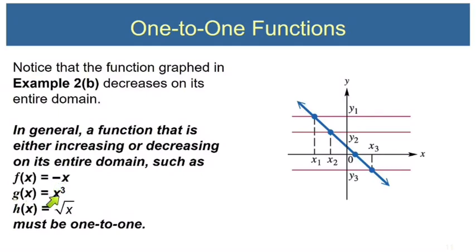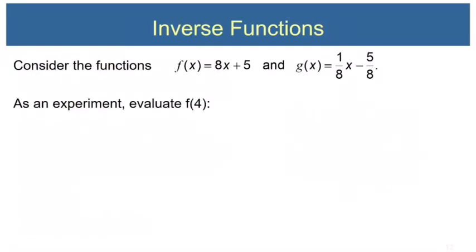Also, x to the third power would be one-to-one, and the square root of x would be one-to-one, because both of these are examples of functions that are increasing on their entire domain. Now that we are very familiar with one-to-one functions and what that means, let's start talking about inverse functions.